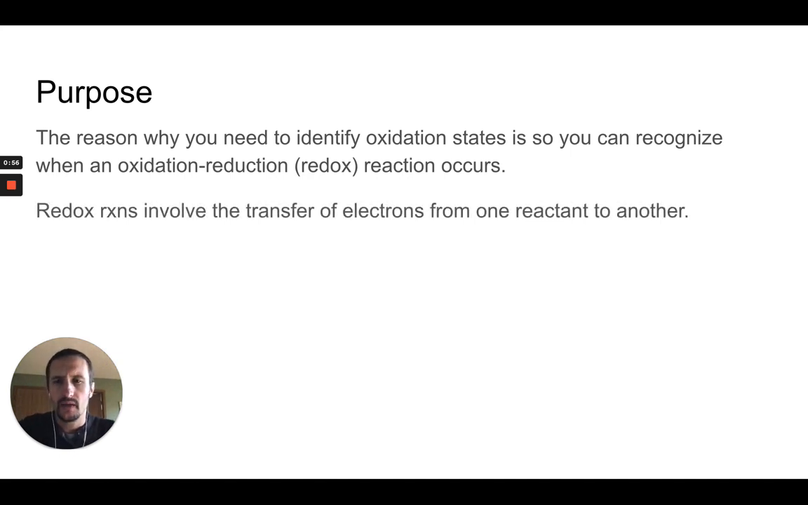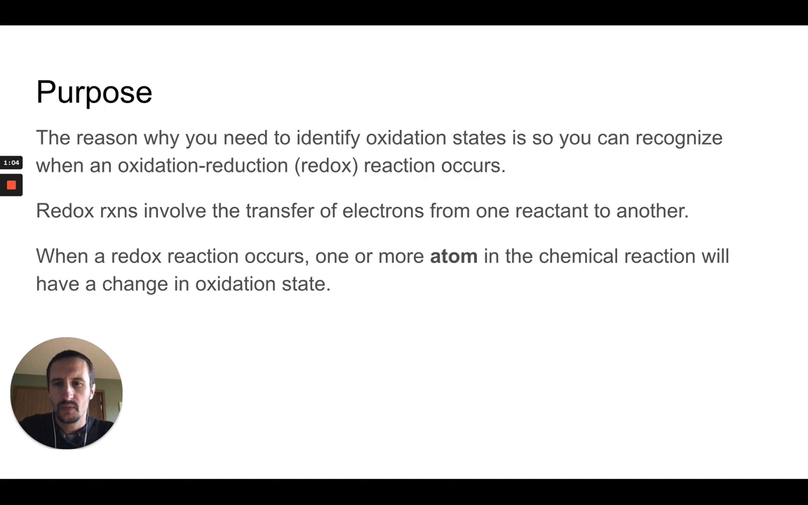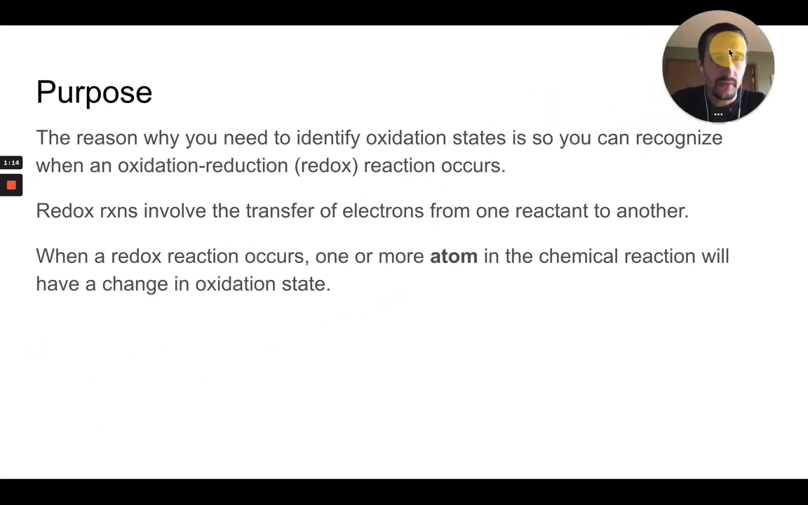A quick reminder that redox reactions involve the transfer of electrons from one reactant to another. When a redox reaction occurs, one or more atoms in the chemical reaction has a change in oxidation state. This is why we need to be able to identify oxidation states, so that we can know if a change in oxidation state has occurred.